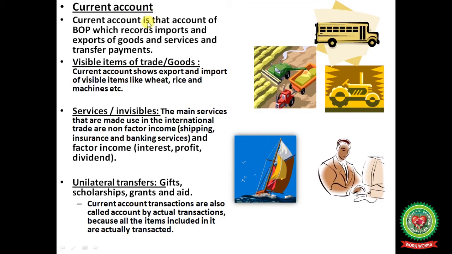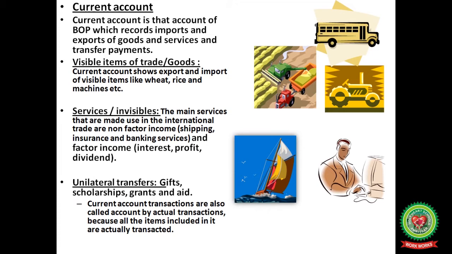Current account is that account of balance of payments which records imports and exports of goods and services and transfer payments also. Visible items of trade, or goods like wheat, rice and machines, can be imported or exported also.